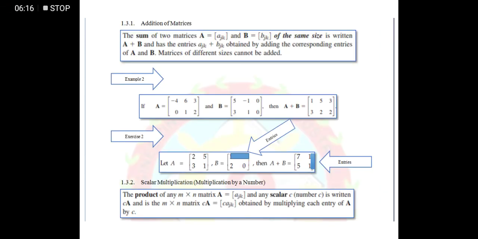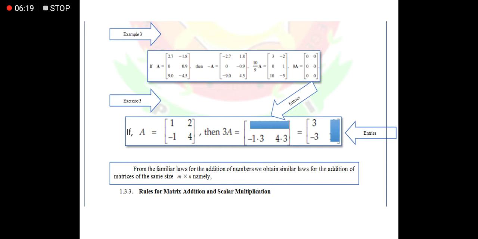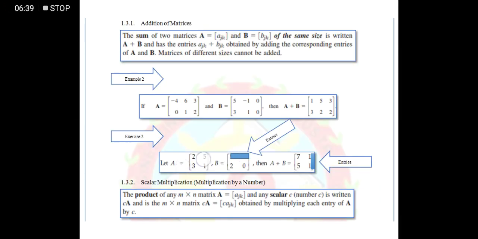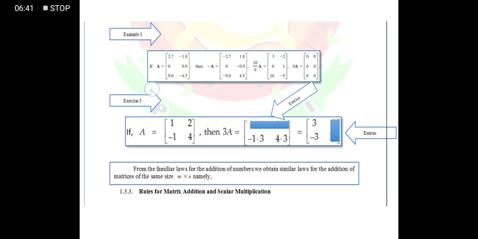Basically, this example number 3 talks about multiplication of a matrix with a scalar quantity. Okay? So, how can we multiply a matrix with a scalar quantity? Pag sinabi mong scalar quantity, hindi siya vector. It means that wala siyang direction. Okay? So, now, example number 3, we have here, if A is equal to this one here, we have 2.7, 0, 9.0, negative 1.8, 0.9, and negative 4.5.